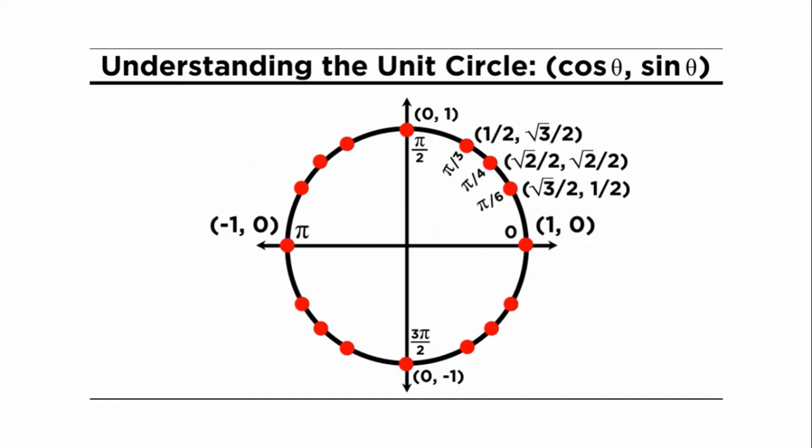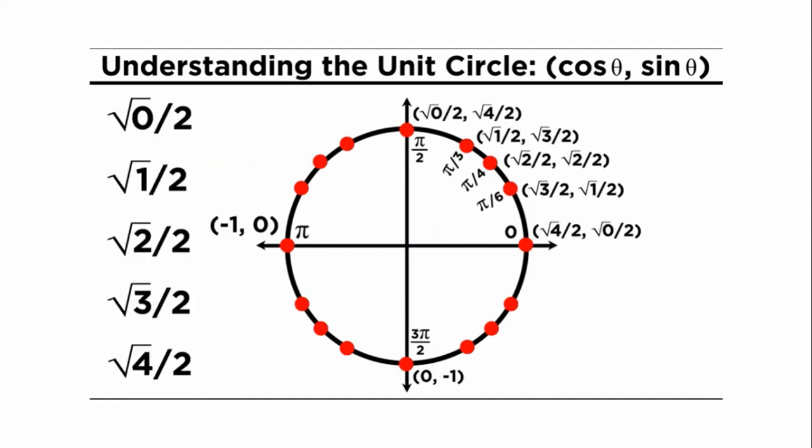Now here's the thing that makes this so easy to remember. We see some fractions and some roots which may seem unrelated. Just for the sake of creating a pattern, let's replace 0 with √0/2, since √0 is 0. Let's change 1/2 into √1/2, since √1 is 1. Then we have √2/2, √3/2, and let's change 1 into √4/2, since √4 is 2, and 2/2 is 1.